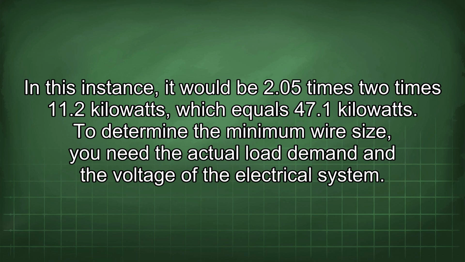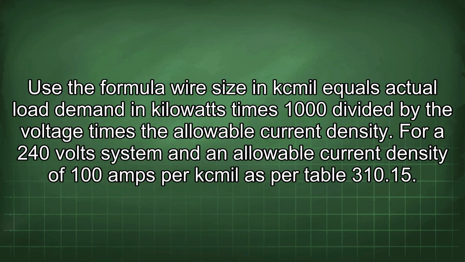To determine the minimum wire size, you need the actual load demand and the voltage of the electrical system. Use the formula: wire size in kcmil equals actual load demand in kilowatts times 1000 divided by the voltage times the allowable current density, for a 240 volt system and an allowable current density of 100 amps per kcmil as per Table 310.15.